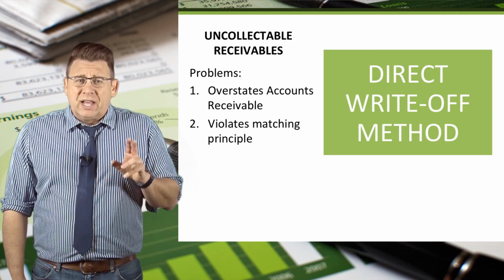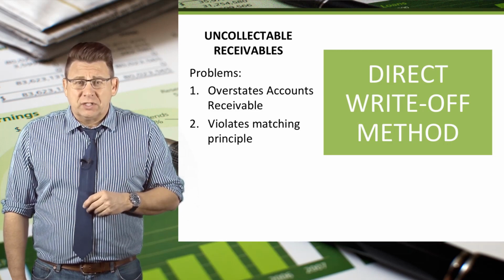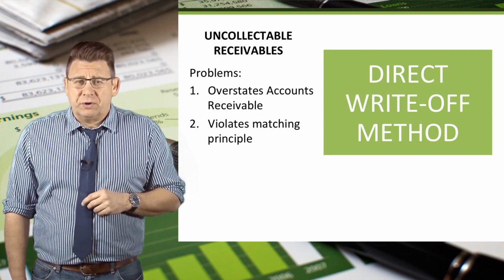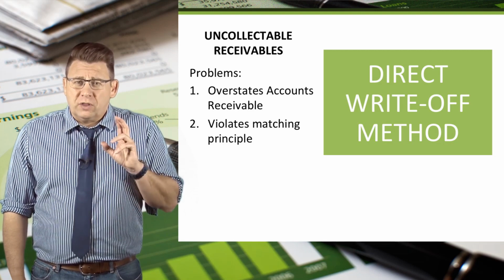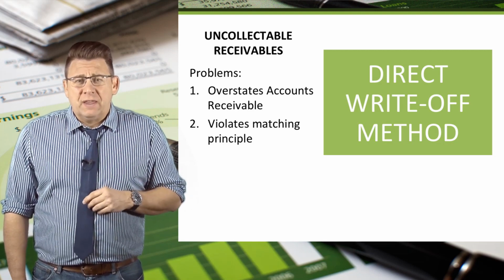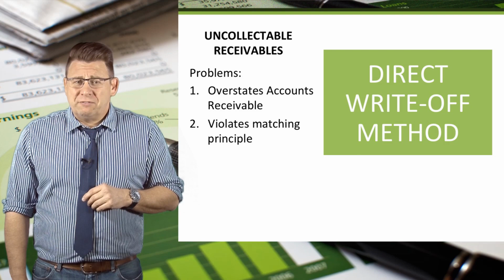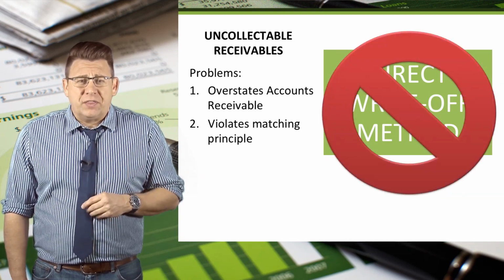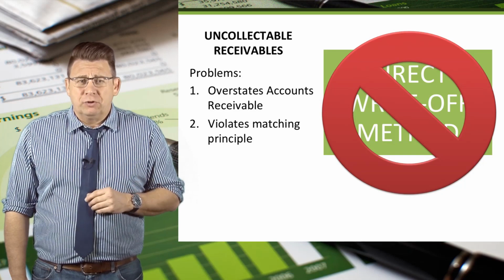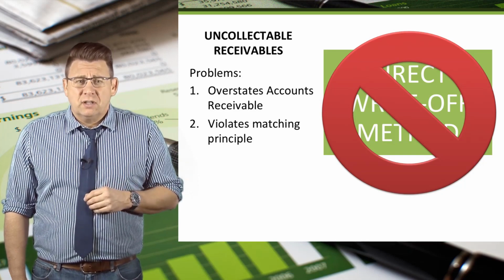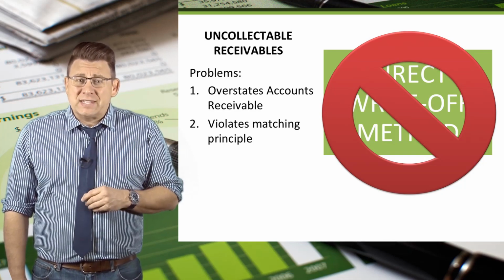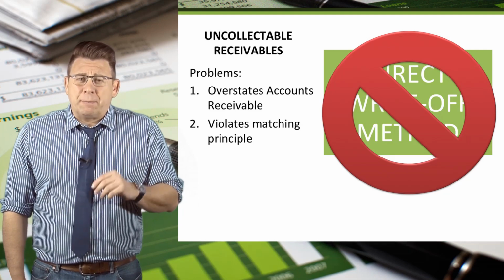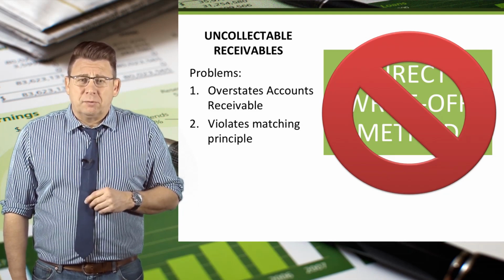Many times, accounts aren't deemed to be uncollectible until well after the sale has been recorded. Therefore, expense is not recorded in the same period as the revenue. For these reasons, the direct write-off method is not GAAP approved and should not be used. The allowance method is the GAAP approved method for accounting for uncollectible accounts.